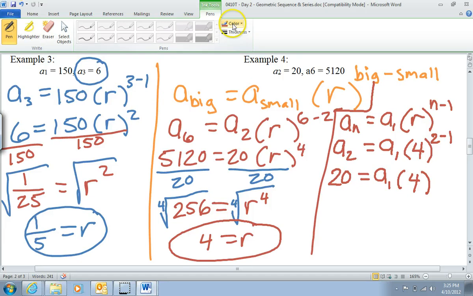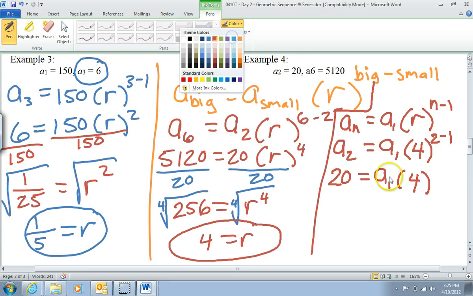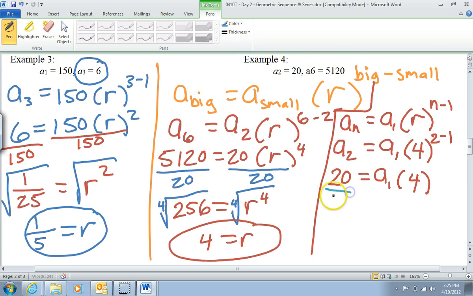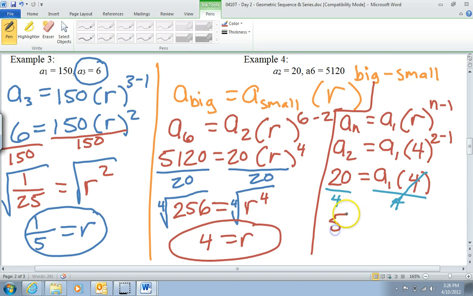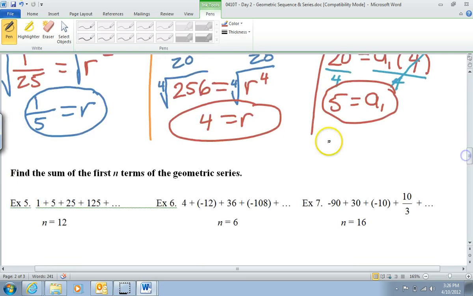Last step, what do I do? Divide by 4, yeah. Whoa, I missed. Divide by 4. That way those cancel out. I heard 5 over there. So 5 is equal to A1. Okay? I needed to find A1 and R. There's A1, there's R. That's how I know I'm ready to write this answer. So what is the answer? Tell me what to write.